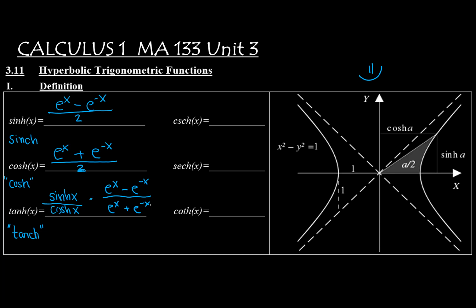All right, the cosecant is the reciprocal of the sinh, so you would just flip this fraction here. And the secant is the reciprocal of the cosh. And the cotangent is the reciprocal of the tanh. And I always want to write it that way.